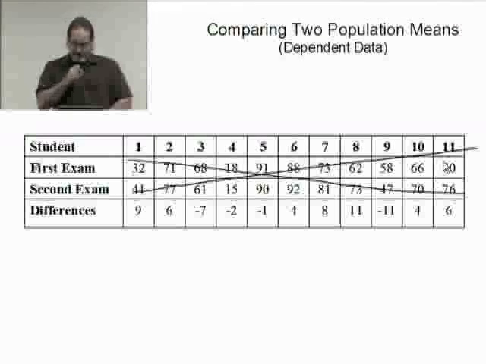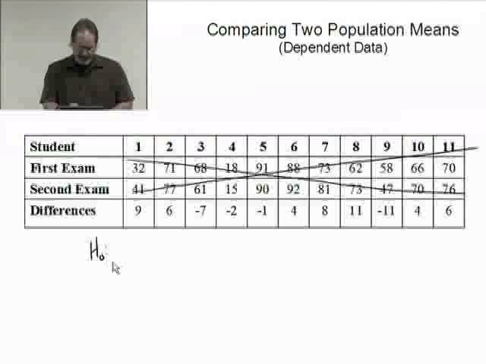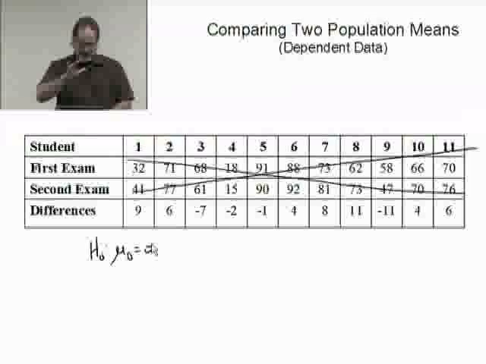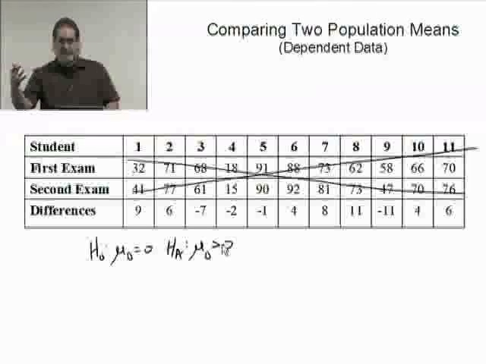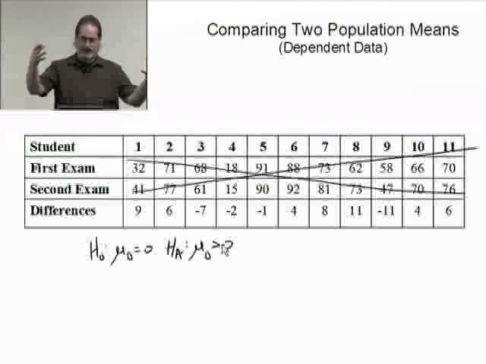All right, so I'm going to set up my null and alternative hypothesis. My null hypothesis will be the mean of the differences is 0. There's no difference between the first and second exam scores. The alternative hypothesis is the mean of the differences is greater than 0, because I took the second score, which I expected to be bigger, subtracted from it the first. Okay, now what about my assumptions?